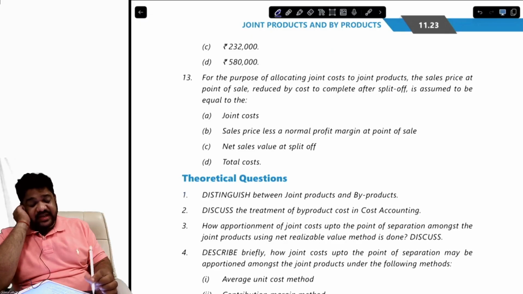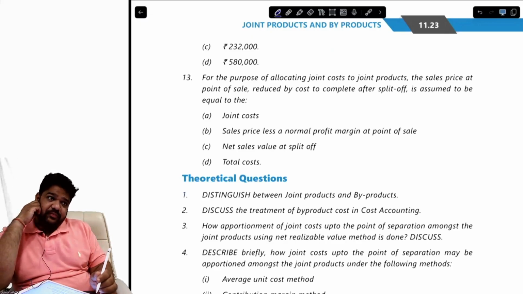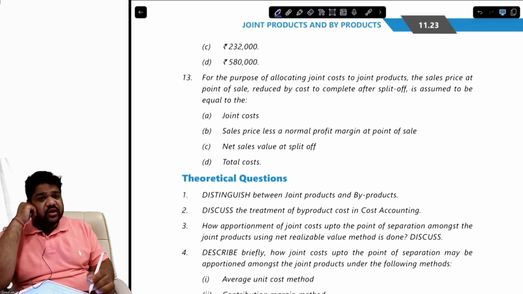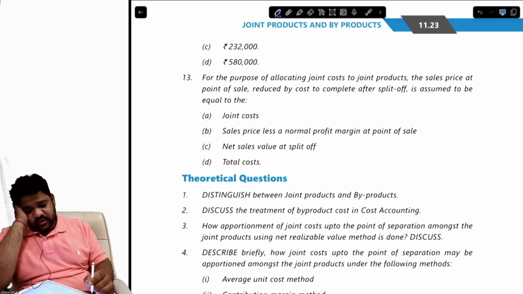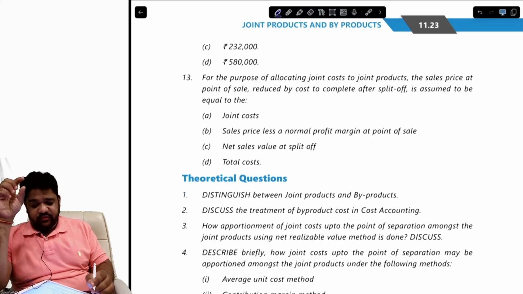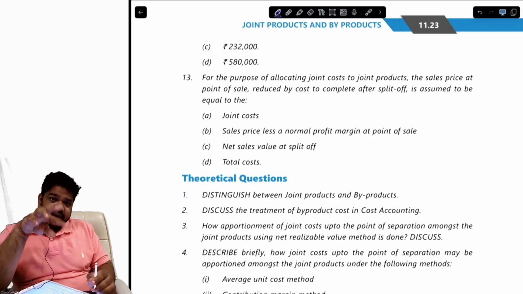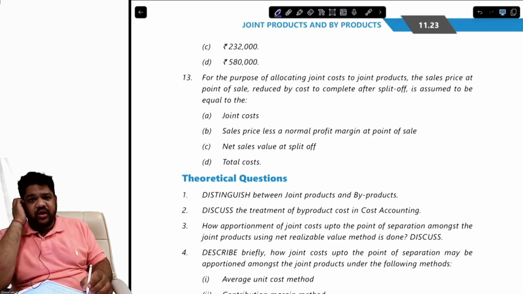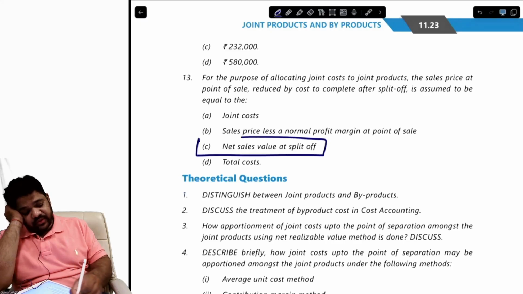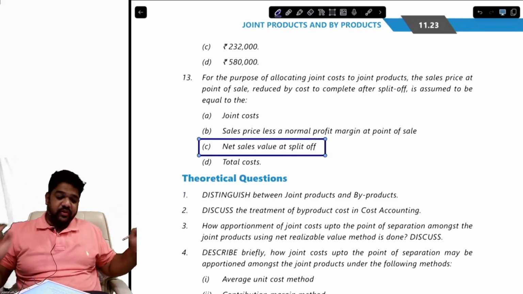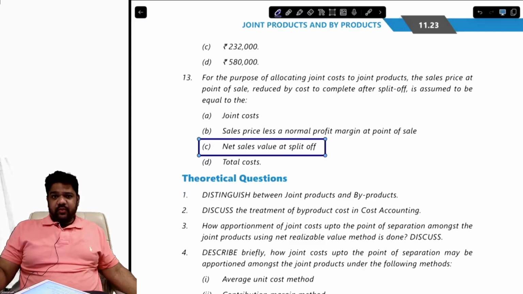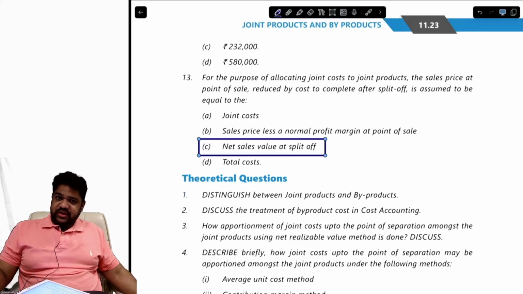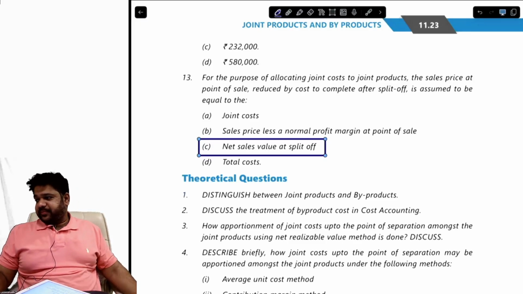You have net sales value at split off. This could be right. Net sales at split off. Because whatever cost that they have put in at split off, they are putting it as net sales. So this would fit at split off. Total cost can't be. So we'll go with net sales at split off. So I think this one is the right one. And this finishes our chapter. Let's start the next one.